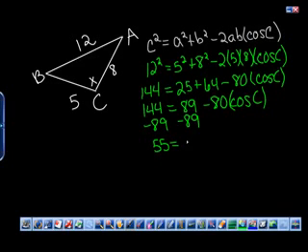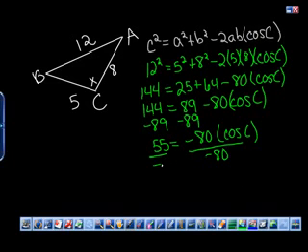So 55 equals negative 80 cosine of C. And I need to get rid of this negative 80 here. So we're going to divide them both by negative 80. Negative what? 0.688?